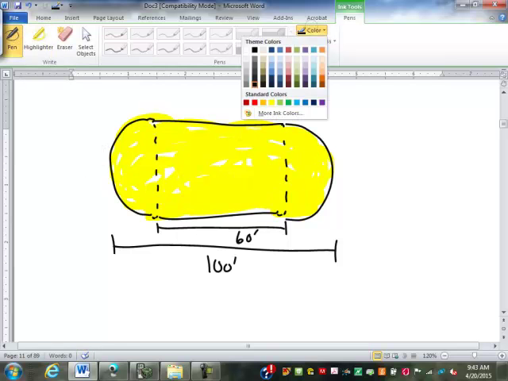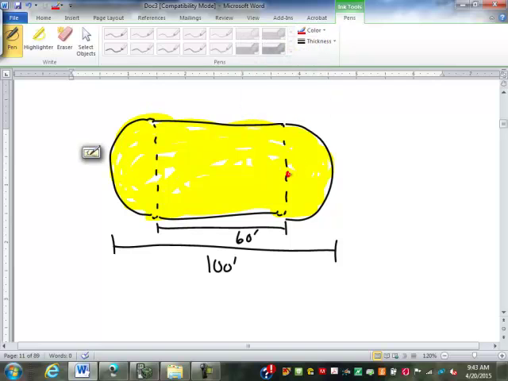Do we know the radius of that half circle? Do we know how big this is across here? No, it's not 60. It's 60 from here to here. It's not a square. It's a rectangle. If it had said square, you'd have been right.